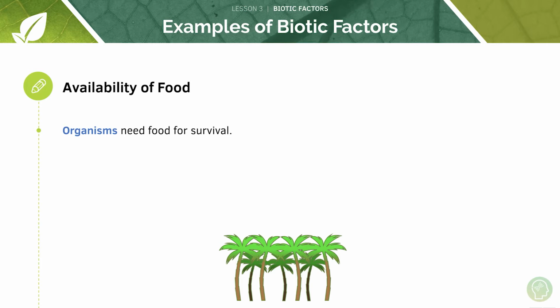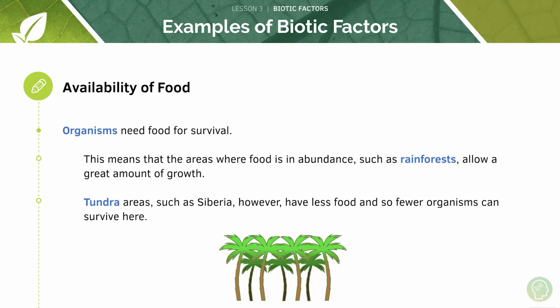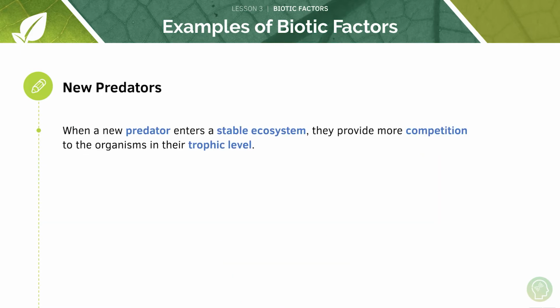So organisms need food for survival. This means that areas where food is in abundance, such as rainforests, allow a great amount of growth. So this is a biotic factor. Tundra areas, however, such as Siberia, have less food and so fewer organisms can survive here. So we can see how biotic factors contribute to availability of food and therefore the survival of organisms.